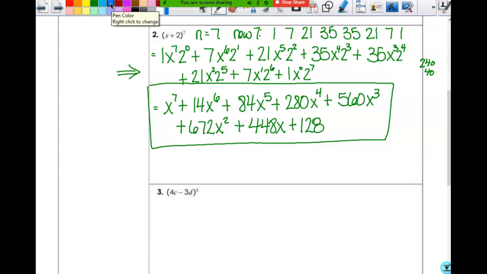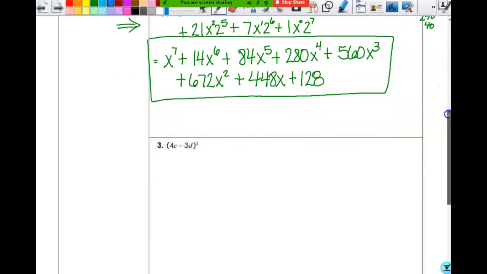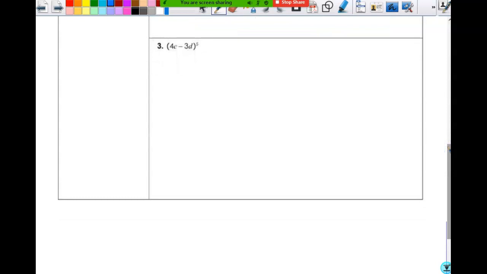Okay, so let's look at number 3, because it's a little bit different too. This has subtraction in it. So we want to think of this as addition because a plus b is our goal. So this is really plus a negative. So for this term, I have to use the negative 3d. N is 5, so I need row 5. And row 5 would be 1, 5, 10, 10, 5, 1.